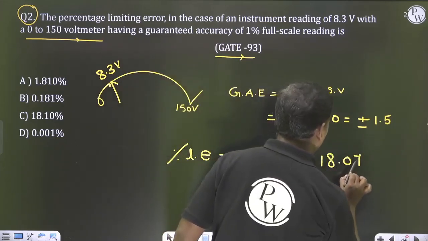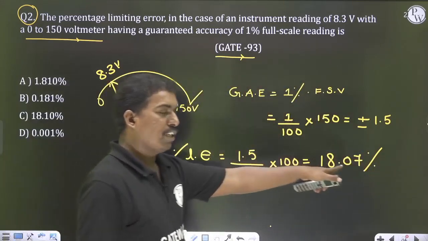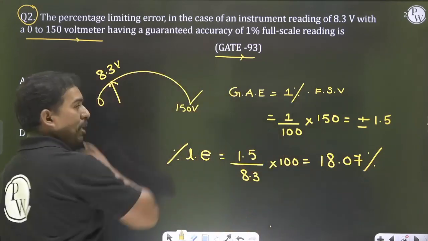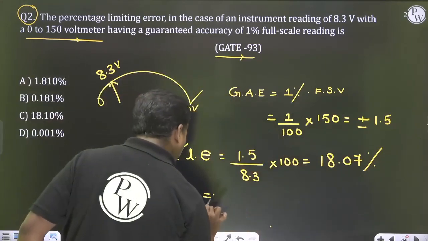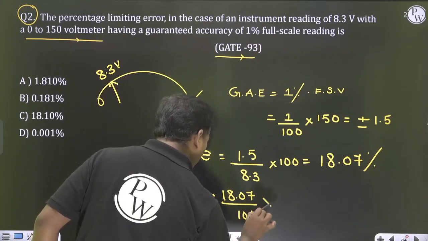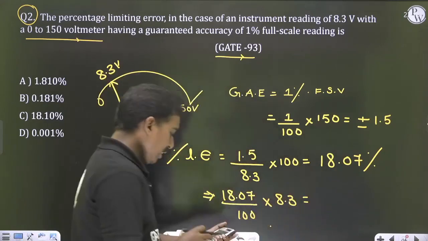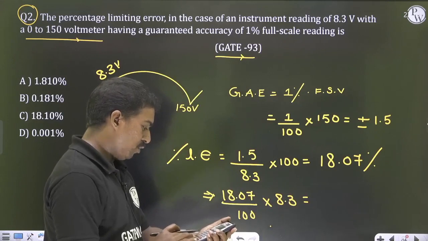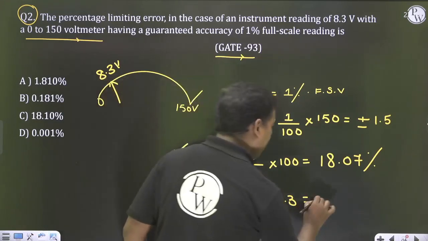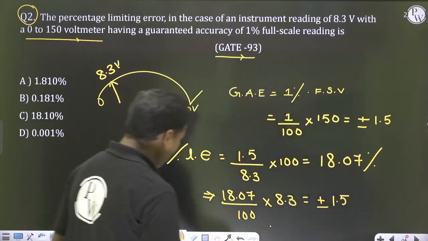You are going to get how much? 18.07%. But remember, this is a percentage of limiting error. 18.07% of what? 18.07% of 8.3 volts. So if you take 18.07% of 8.3 volts, how much are you going to get? You can check it: 18.07 times 8.3 divided by 100. That will come to around plus or minus 1.5. You understand? That is what I want to say.